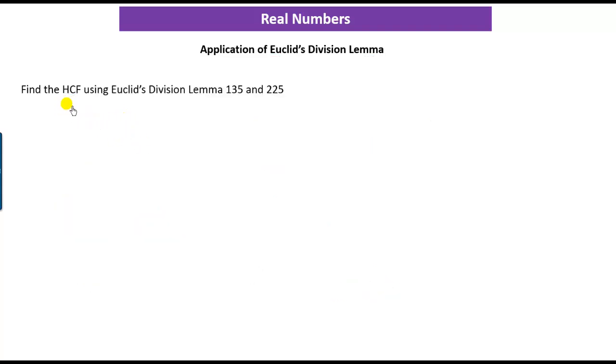Take another question. Find the HCF using Euclid's division lemma of the numbers 135 and 225. So we start with the larger integer, that is 225. So it will be 225 divided by 135. So 135 ones are 135. We subtract this, and therefore the remainder will be 90. So we write this as 225 equal to 135 into 1 plus 90.